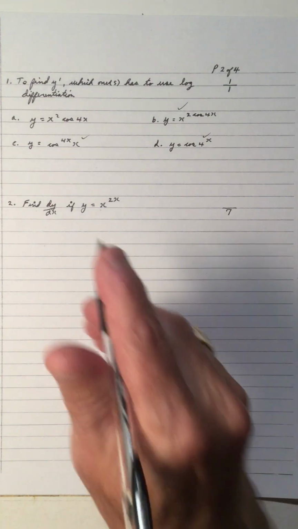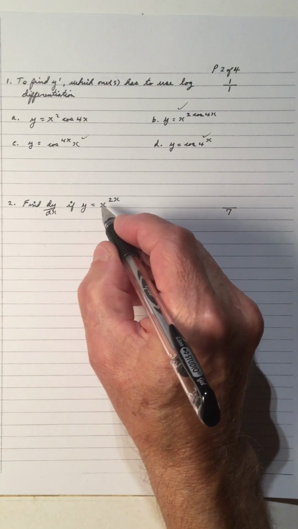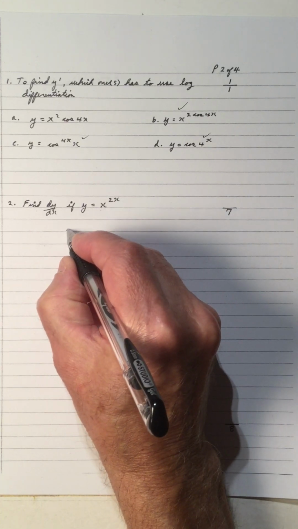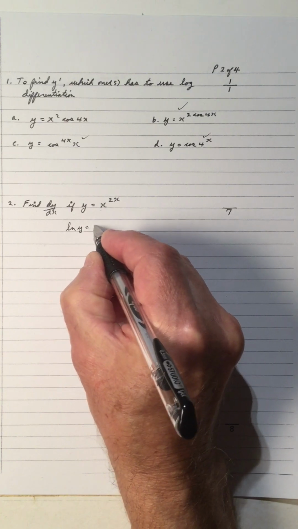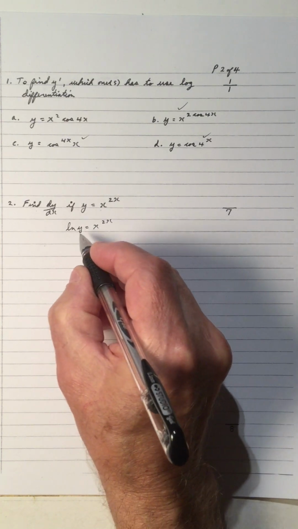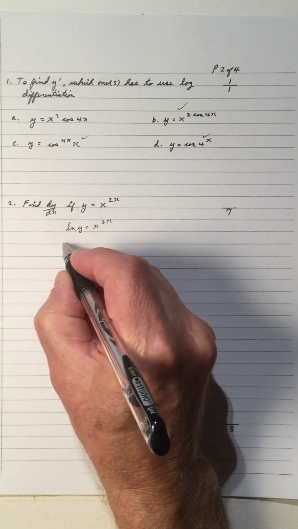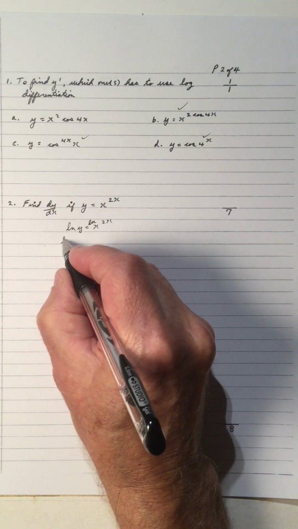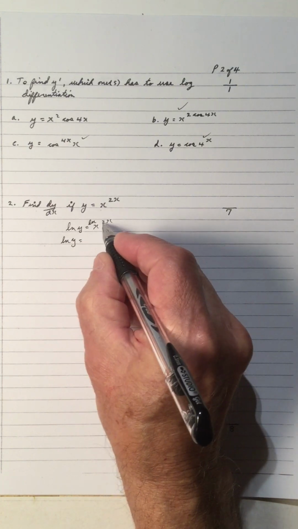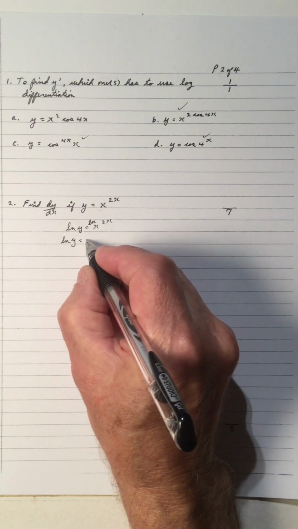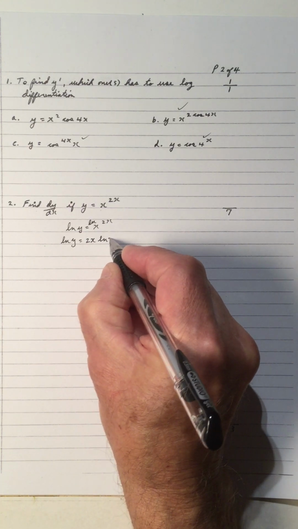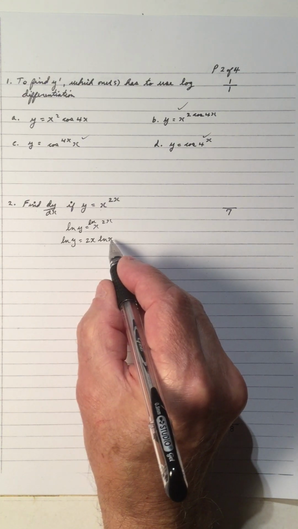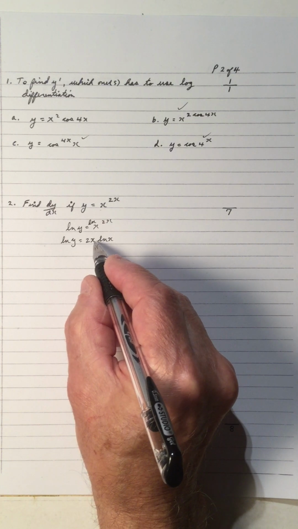Number 2, find dy/dx if y equals x to the 2x. Notice x is in the exponent, so we have to use a ln. Ln y equals ln of x to the 2x. Oh, I forgot to put ln in right there. Now we're going to use the power rule. So ln of x to the 2x is 2x ln x. And so we have it all distributed through the ln, the power rule used.